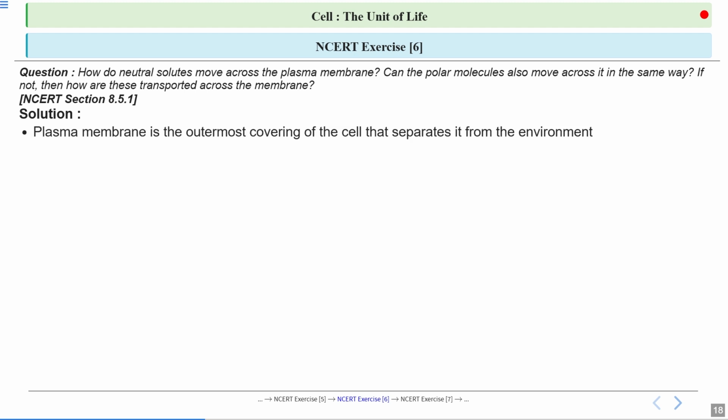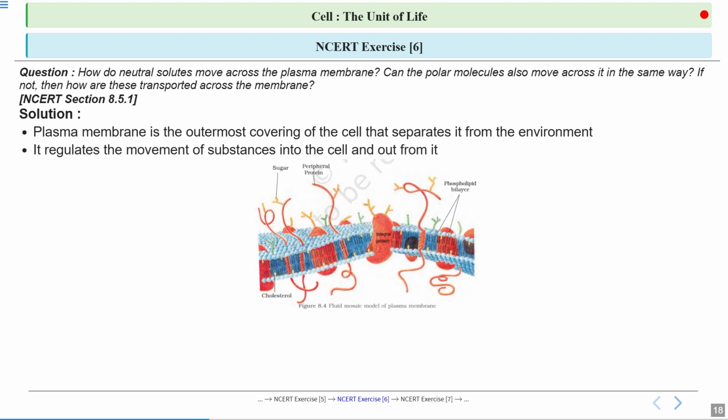You can see the plasma membrane is the outermost covering of the cell that separates it from the environment. It regulates the movement of substances in and out of the cell. This is the structure of the plasma membrane, the fluid mosaic model. You can see this is a phospholipid bilayer. Heads are towards the outside, tails are towards the inside. Then you have some proteins also, integral proteins. These are some peripheral proteins. Then you have some sugar molecules also, and cholesterol also.